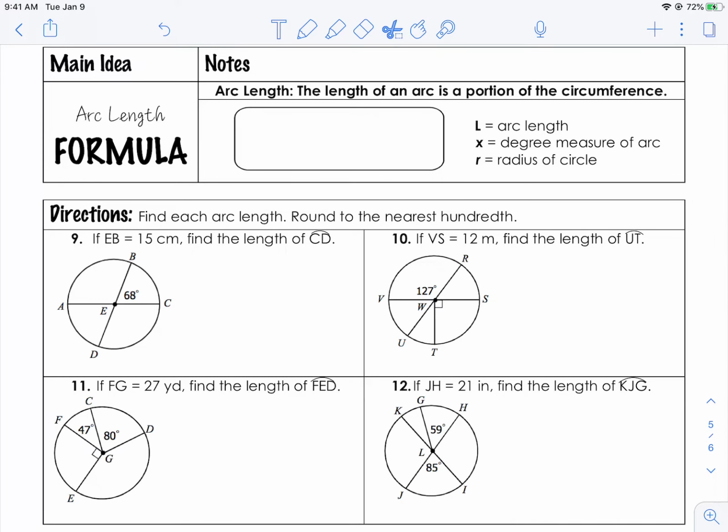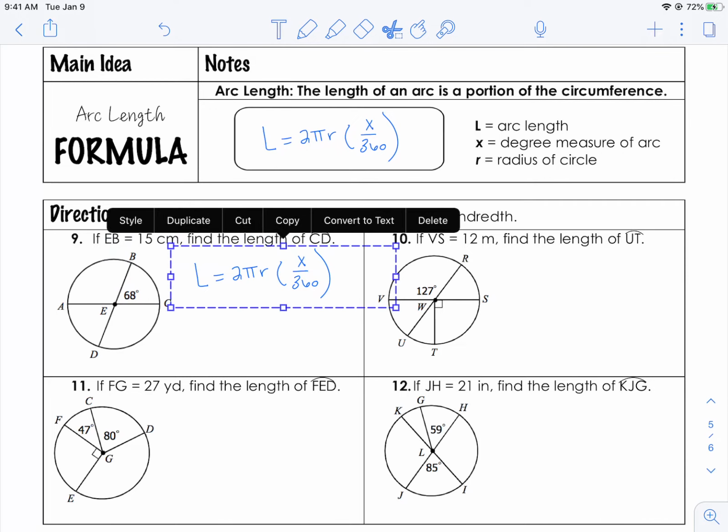Okay, so for arc length, basically the length of an arc is a proportion of the circumference. The formula for that is L is equal to 2 pi r times x over 360. So x again is the degree measure of an arc. Okay, so let's look at our first example. So again, I'm just going to copy the formula down here.